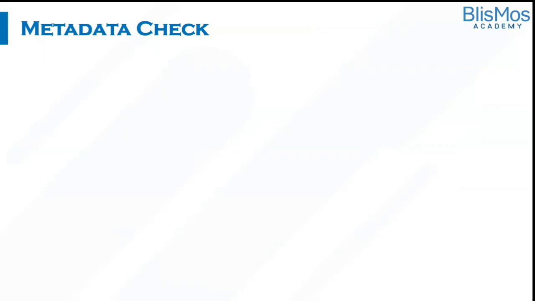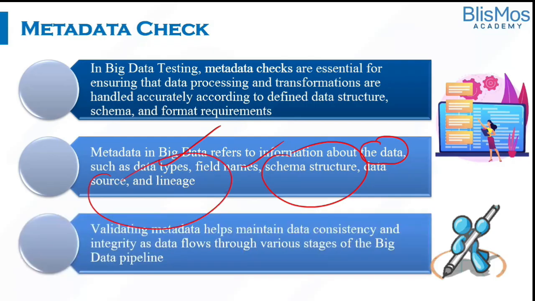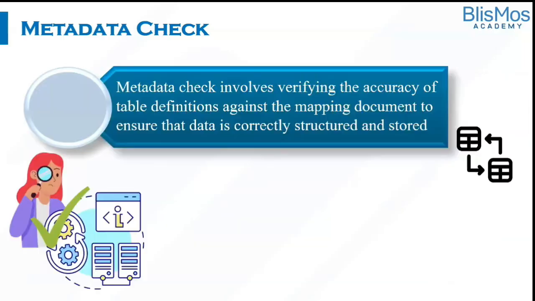So if you are not validating the metadata, then the data itself may go wrong. Metadata check is one of the important aspects of the whole big data engineering. Metadata in big data refers to the information about the data, such as data types, field names, schema structure, data source, and lineage. We have to validate the metadata to have consistency and also integrity as the data flows from various stages of the big data pipeline.